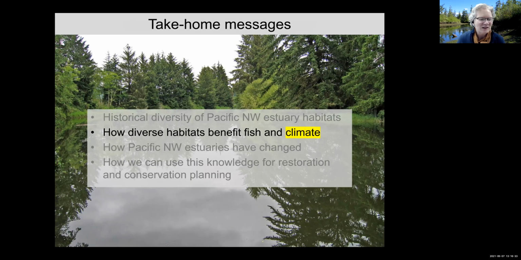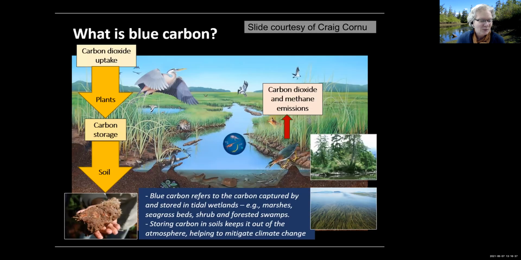So how do these habitats benefit climate and people that depend on climate? Well, I'm sure you've all heard of blue carbon. That's the carbon that's captured and stored in the tidal wetlands, like tidal marshes and tidal swamps, stored both in the soil and in the above ground parts.